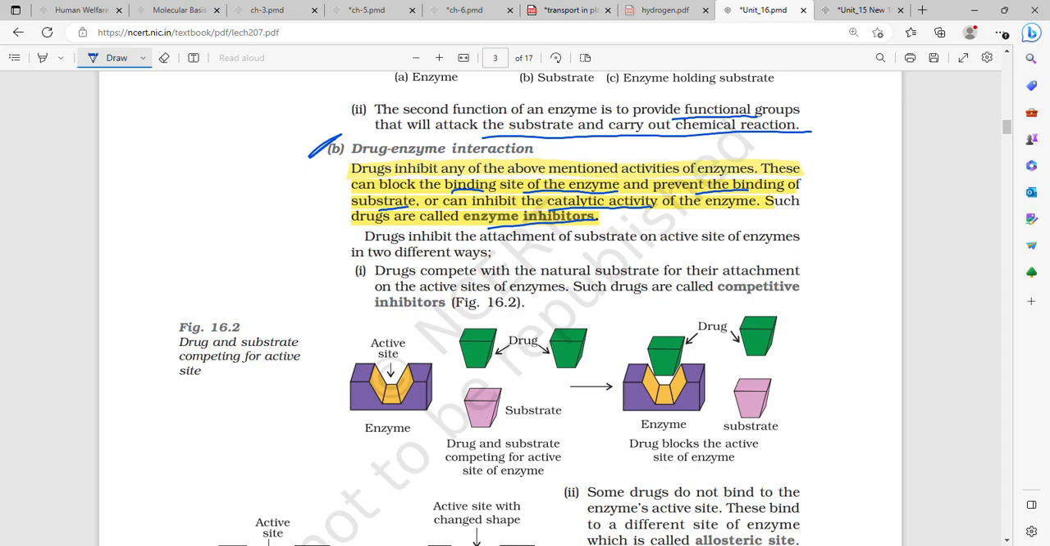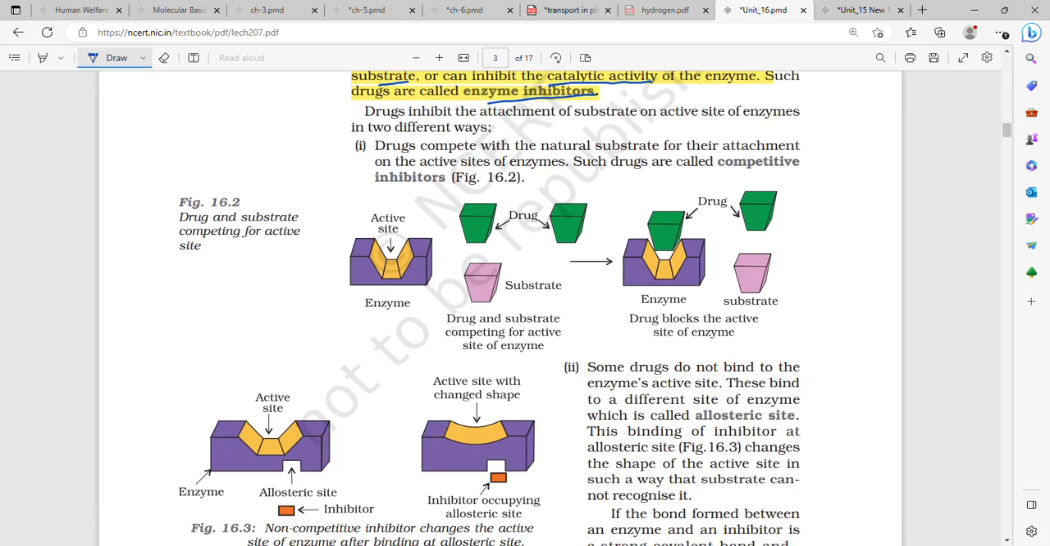That is, even after binding, the catalytic activity of the chemical reaction will not proceed. The catalytic activity of the enzyme will only stop. So such drugs are called enzyme inhibitors. That is, they inhibit the action of the biocatalyst, that is the enzyme.